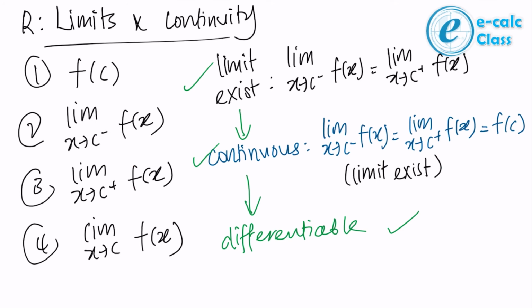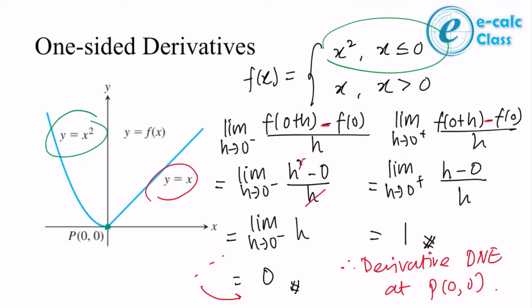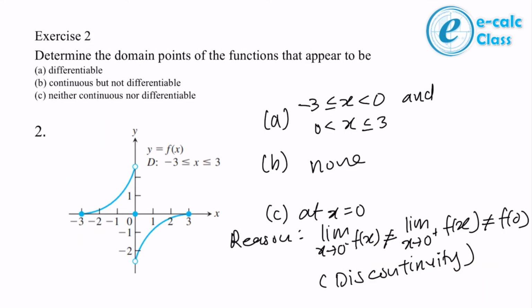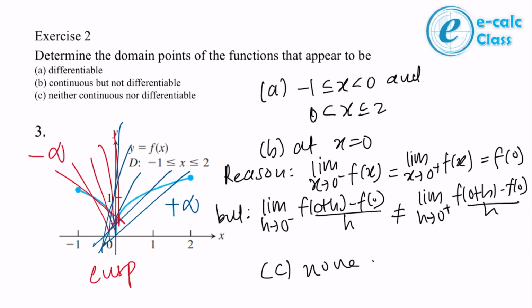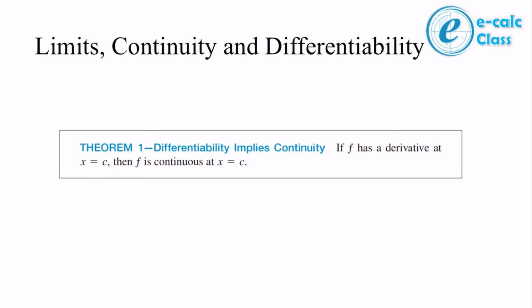Just now we had an example like this. You see, it is actually continuous at x equals c. The limit from the left and from the right and f of 0 are the same, but it is not differentiable. Another example was this one. No, this is not continuous. Yeah, this one is also continuous at x equals 0, but not differentiable. So the converse of this theorem is not true.